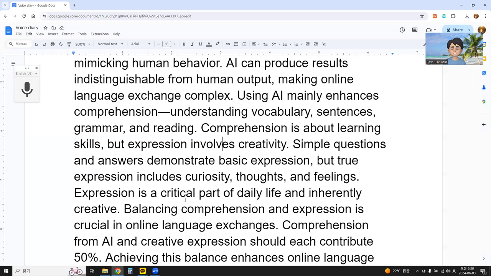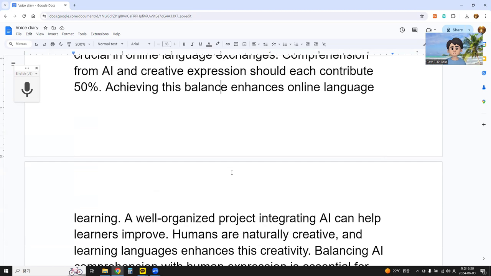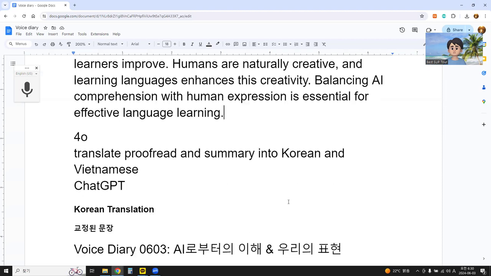Simple questions and answers demonstrate the basic expression, but true expression includes curiosity, thought, and feeling. Expression is a critical part of daily life and inherent creativity. Balancing comprehension and expression is crucial in online language exchange. Comprehension from AI and creative expression should each contribute 50%. Achieving this balance enhances online language exchange learning. A well-organized project integrating AI can help learners improve. Humans are naturally creative, and learning language enhances this creativity. Balancing AI comprehension with human expression is essential for effective language learning.